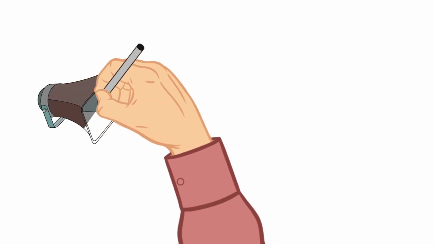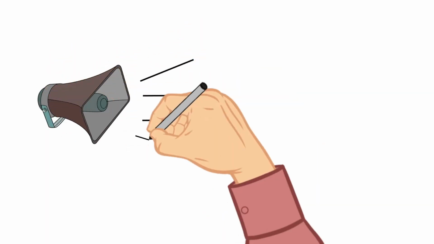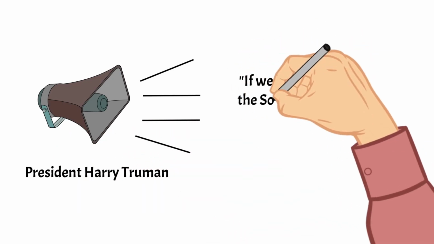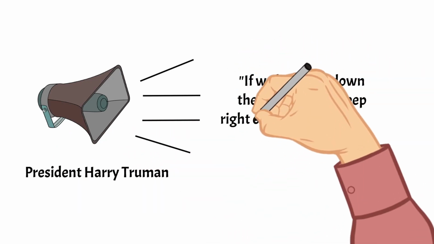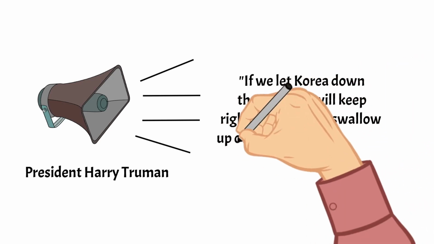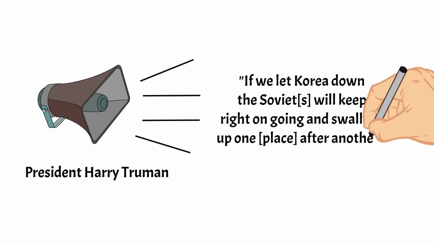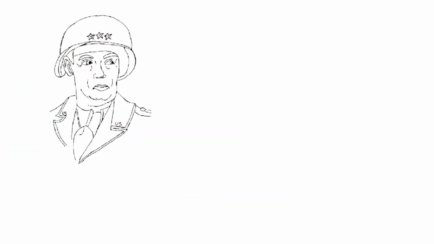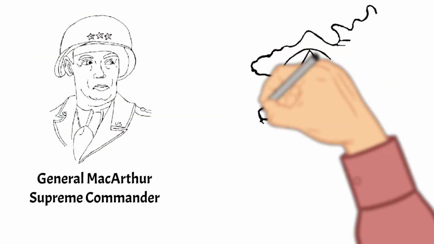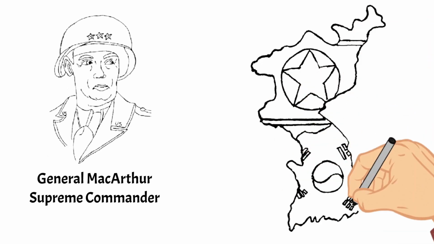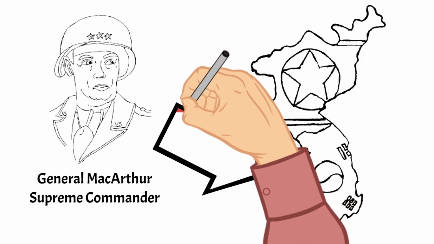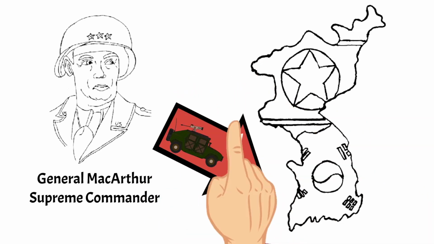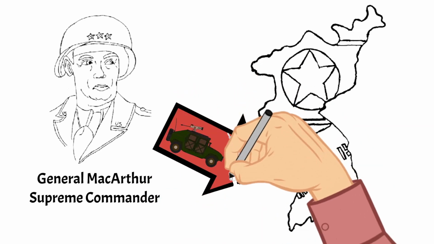This was felt and shown in a quote by President Harry Truman when he said, "If we let Korea down, the Soviets will keep right on going and swallow up one place after another." After this invasion took place in South Korea, General Douglas MacArthur was appointed Supreme Commander of the U.S.-led UN force sent to help the South of Korea.